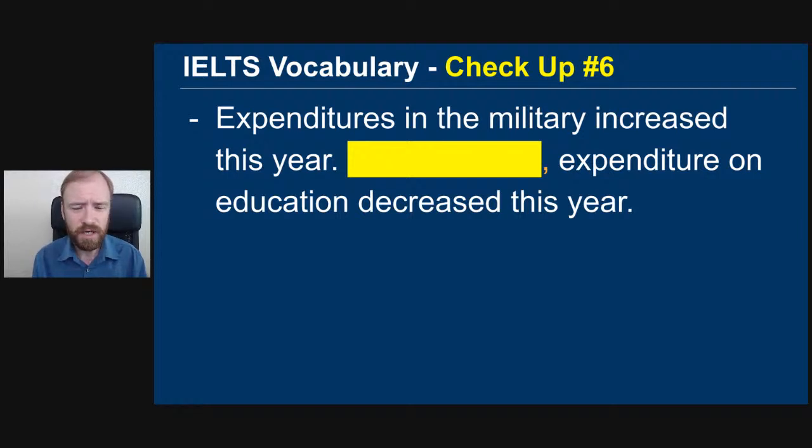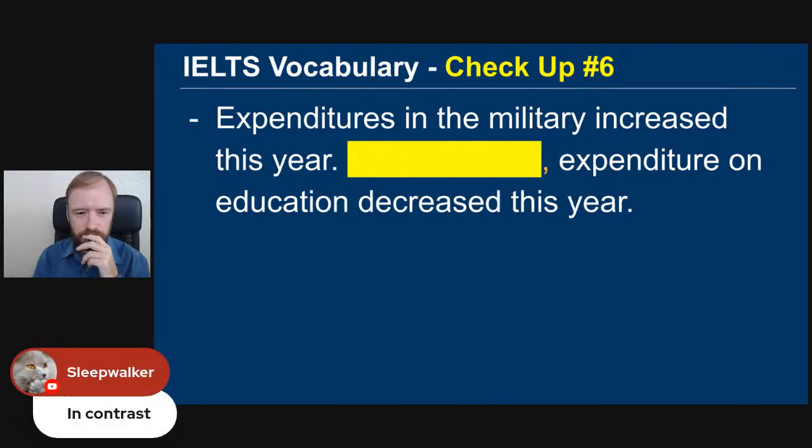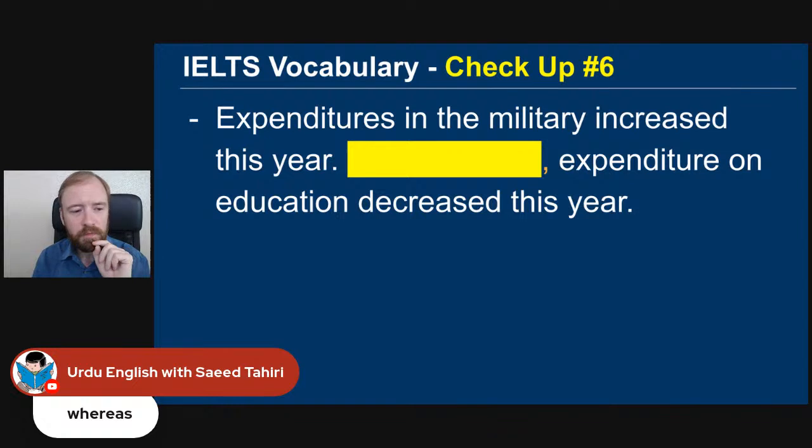Blank, expenditure on education decreased this year. So we have an increase and a decrease. It sounds like opposites. In contrast, that could work. In contrast, that could work. Whereas can work, but yeah, I would suggest not starting the sentence with whereas. Whereas is good in the middle of a sentence. Yeah, whereas is not a good opener.